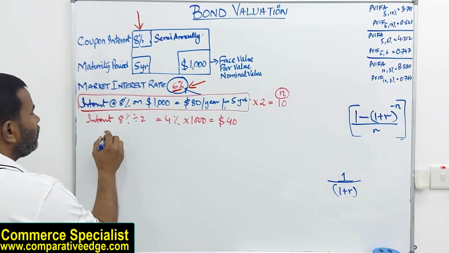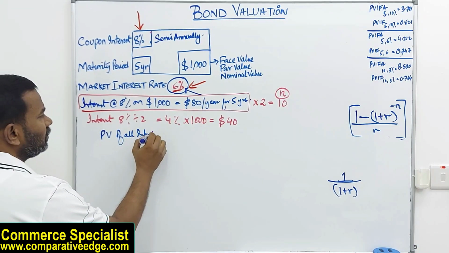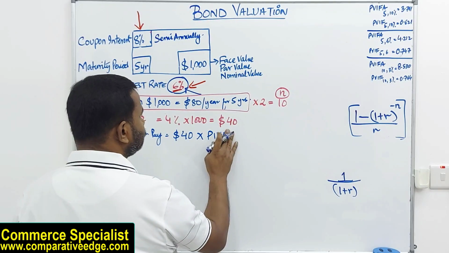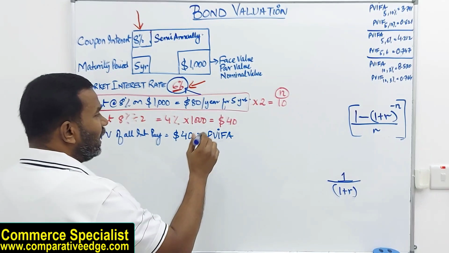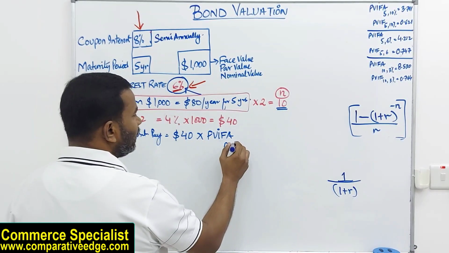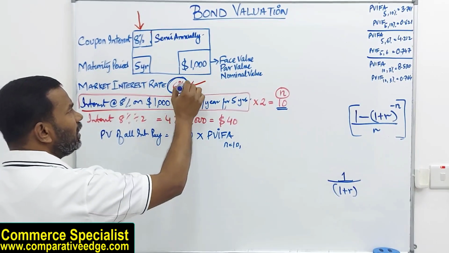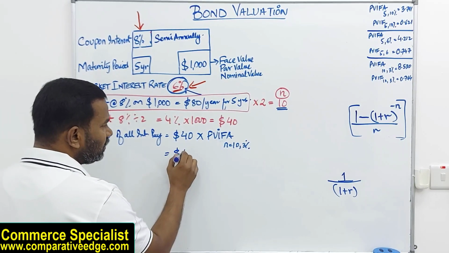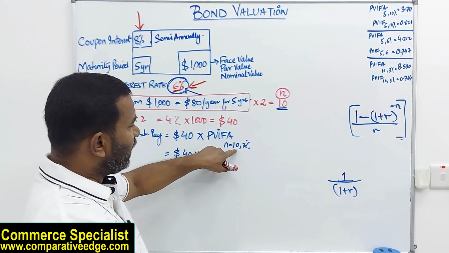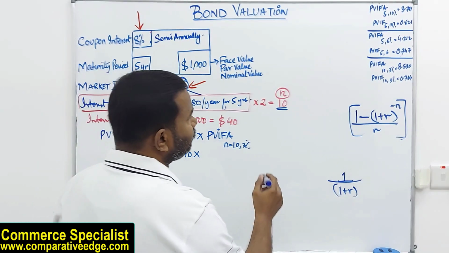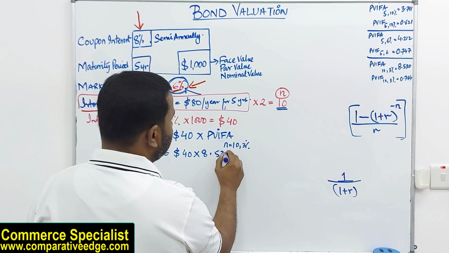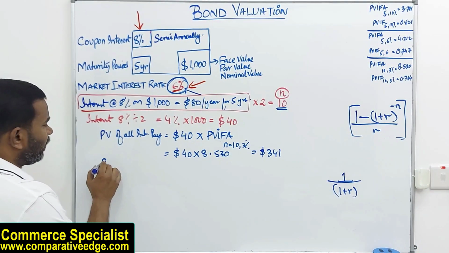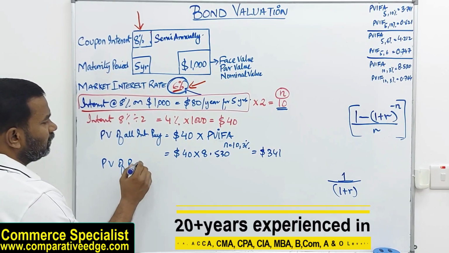So we are going to calculate the present value of all interest payments. The interest payment is 40. I'm going to multiply it by the present value interest factor of annuity. And now N will not be 5 but it will be 10. And the market rate is used to discount. I'm not using 6 because it's semi-annually, I'm making it half. 6 divided by 2 will be 3%. So 40 multiplied by the present value interest factor of annuity, N 10, at 3%, becomes 8.530. So 40 into 8.530 will give me $341 approx.